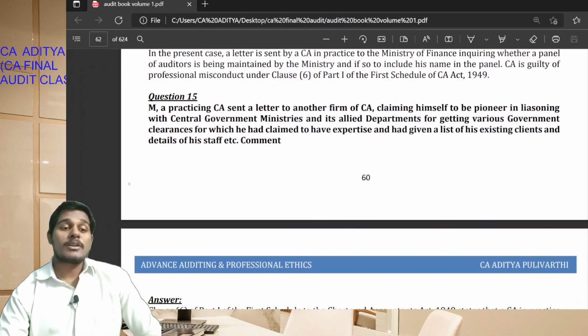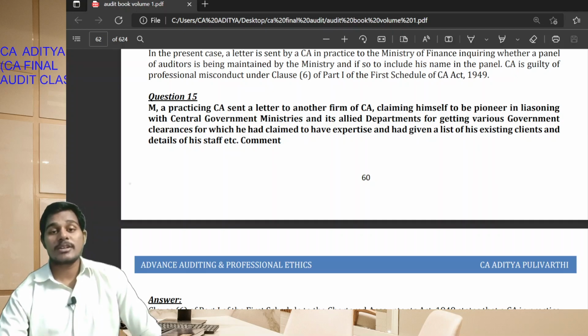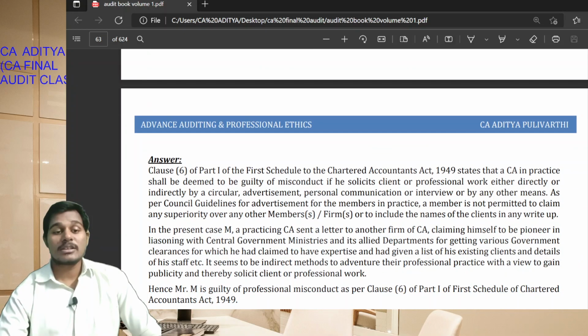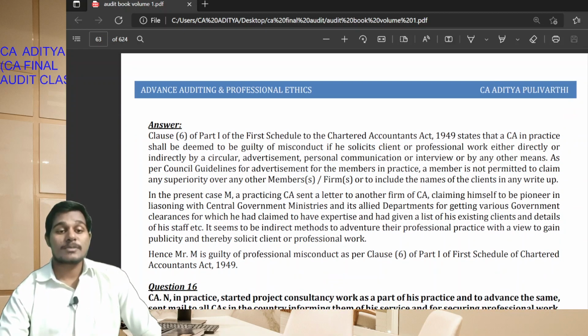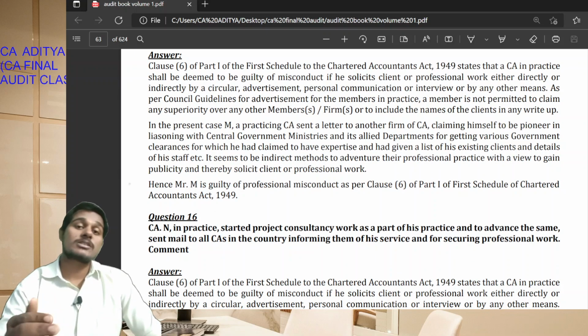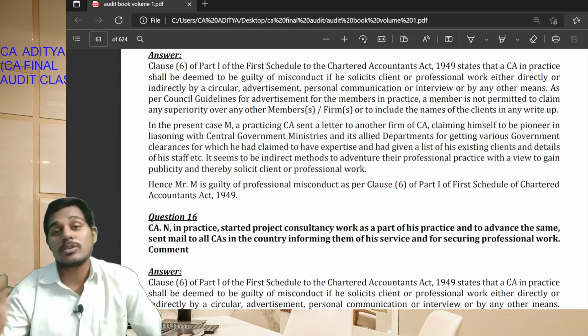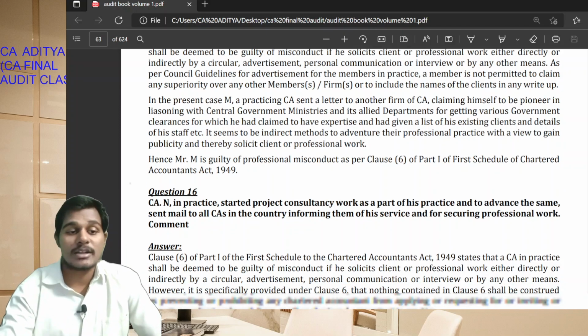Mr. M, a practicing chartered accountant, sends a letter to another practicing chartered accountant claiming that he is the pioneer in liaising with the central government, and that he is superior to other chartered accountants for getting various government clearances. So in the present case, it will be professional misconduct as per clause 6 of part 1 of the first schedule to the Chartered Accountants Act, because he is showing superiority over other chartered accountants. So in such a case, it will be professional misconduct.